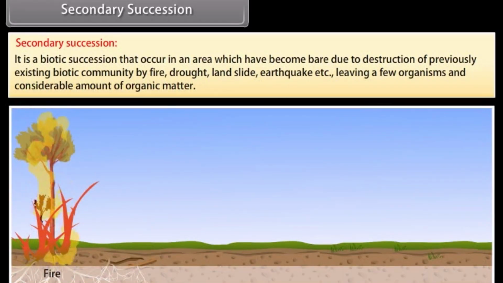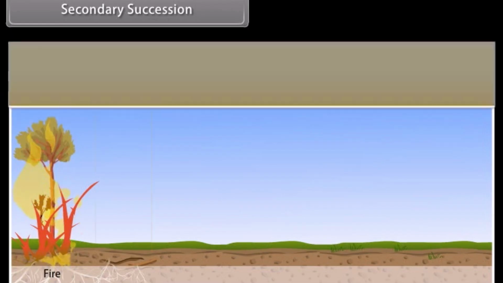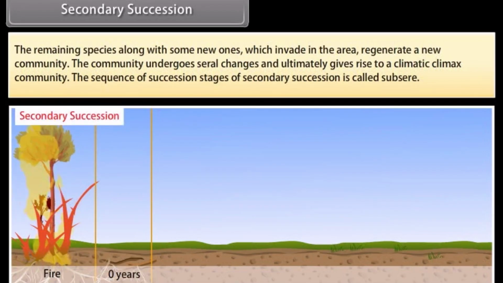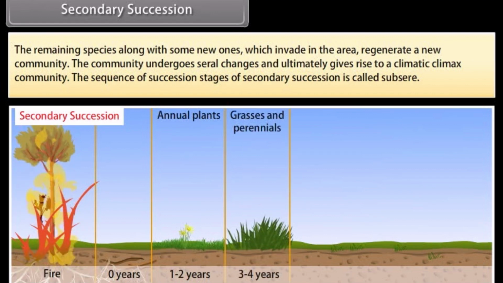Secondary succession. It is a biotic succession that occurs in an area which has become bare due to destruction of the previously existing biotic community by fire, drought, landslide, earthquake, etc., leaving a few organisms and a considerable amount of organic matter. The remaining species, along with some new ones which invade the area, regenerate a new community.